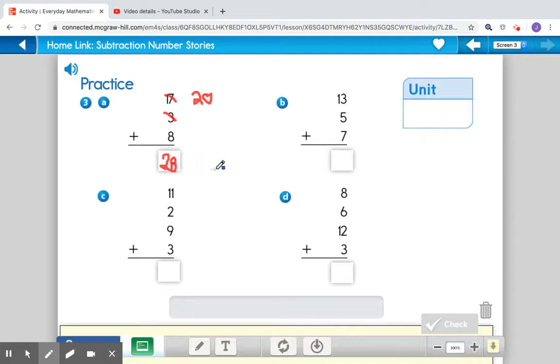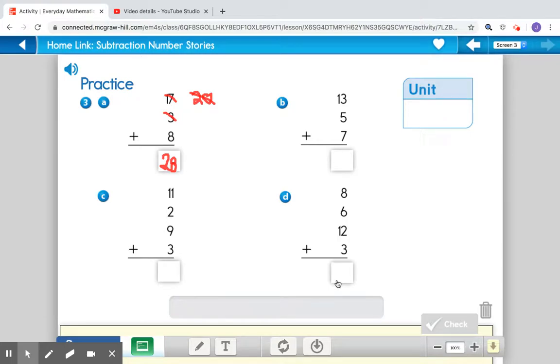So you're going to go ahead and you're going to do the same exact thing that I showed you for letter B. 13 plus 5 plus 7. Put your answer. Letter C and D you can do for practice. The only thing here that's different is it's adding 4 numbers. 11 plus 2 plus 9 plus 3 and your answer. And letter D, 8 plus 6 plus 12 plus 3. And you're going to put your answer.